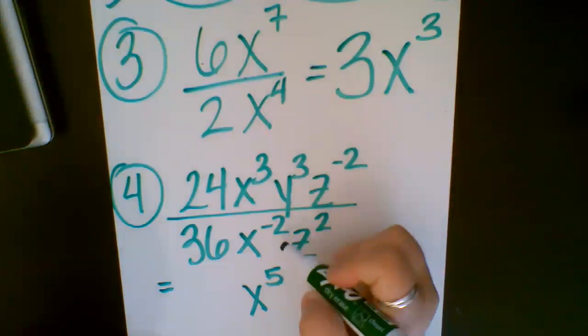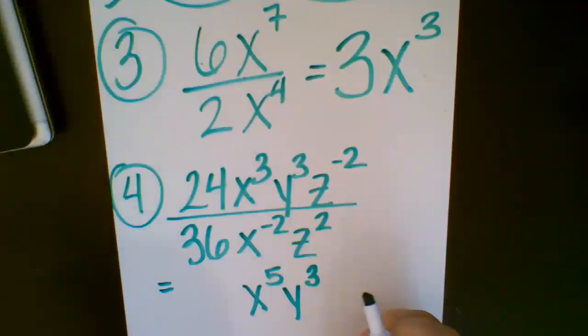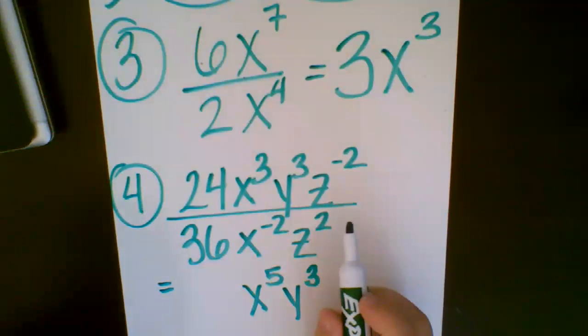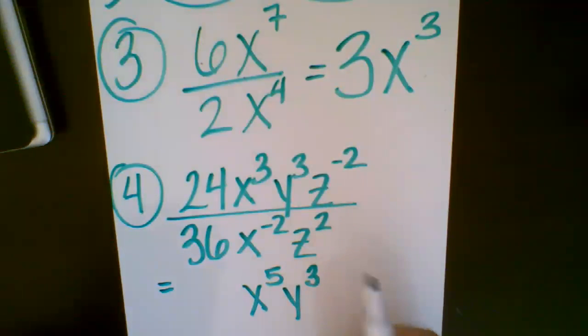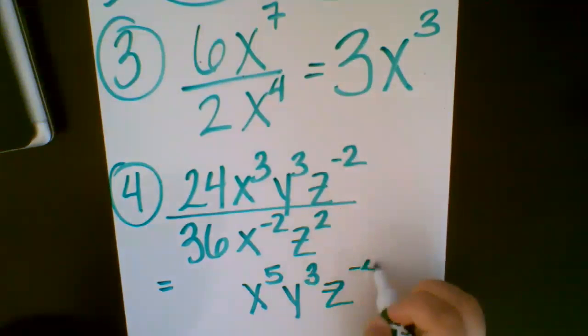Y doesn't have a friend, so y is just going to stay in the top. Okay. And then z, we got negative 2 minus 2 more. That's negative 4.